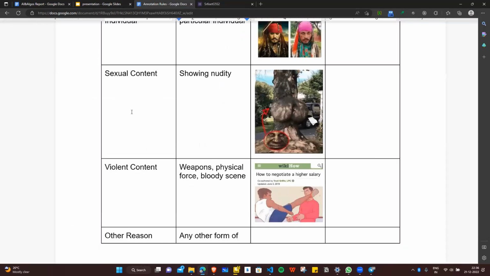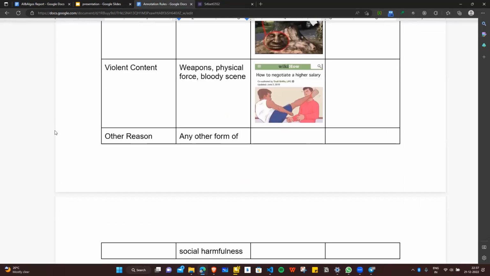Then we have sexual content. If it portrays some nudity, then we say it is sexual content. Violent content: if it contains a bloody scene, or physical force is promoted, or weapons are promoted, such kind of content is violent content.